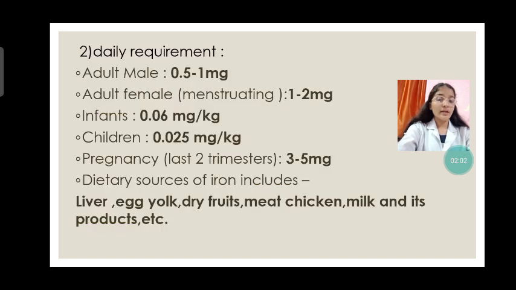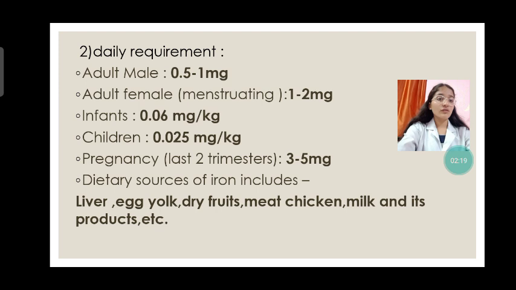Now daily requirement and dietary sources of iron. Daily requirement in an adult male is 0.5 to 1 mg. In an adult female that is menstruating it is 1 to 2 mg. In infants it is about 0.06 mg per kg. In children it is 0.025 mg per kg.